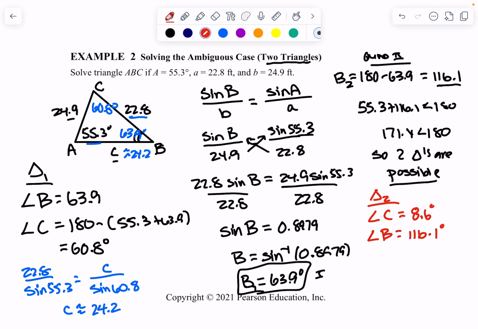And then side C, once again, we'll do the same setup, 22.8 over the sine of 55.3. Again, you could use the B numbers if you wished, but you're better off to use the given information, because if you messed up B, then you're going to mess up the other part as well. And then I'm just going to cross multiply and divide these. So it's 22.8 times the sine of 8.6 divided by the sine of 55.3. And thus side C is approximately 4.1.